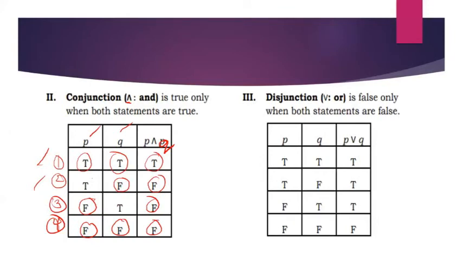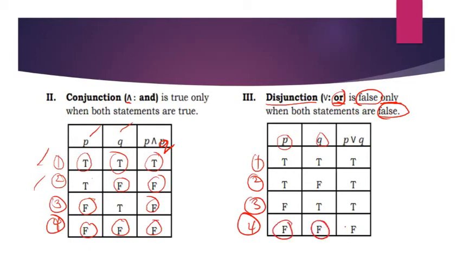Now, let's go with disjunction. It is known as or. So, sabi dito, ang disjunction daw, yung or, is false only when both statements are false. So, on this case, ito yung first, second, third, and fourth. So, dalawang statement, guys, magiging false lang daw yung result if both of the statements are false. So, ito lang yung situation wherein both statements are false, situation wherein false din ang result.